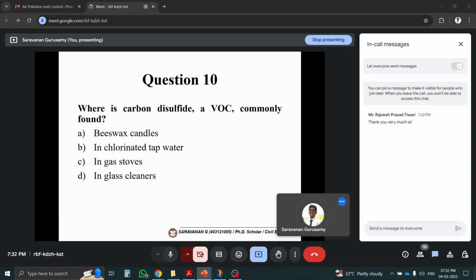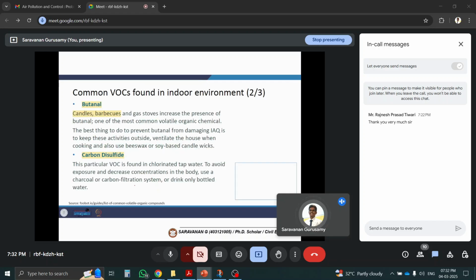Okay. So the 10th question is again based on the same. Where is carbon disulfide, a VOC, commonly found? Beeswax candles, in chlorinated tap water, in gas stoves, in glass cleaners. So we had seen this answer, right? In chlorinated tap water only, carbon disulfide will be coming. So you can see the sources of different VOCs also. You can just read once. So candles and barbecue will contribute to the butanol, also the gas stove. And chlorinated tap water is the main source for the carbon disulfide.